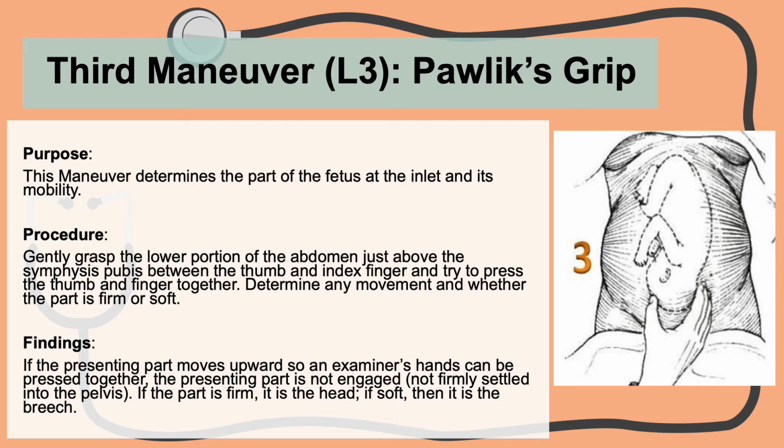For the findings, if the presenting part is moving upward, so that the examiner's hands can be pressed together, the presenting part is not engaged, meaning it's not firmly settled into the pelvis. If the part is firm, it is the head. If it's soft, then it is the breech.